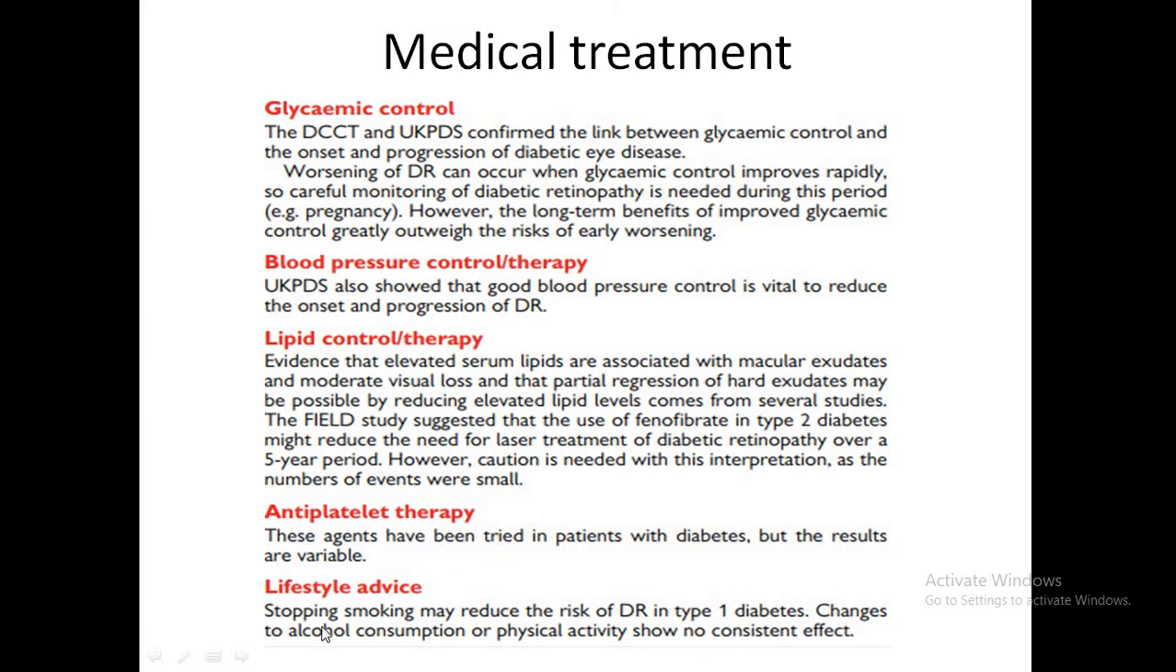Lifestyle advice: stopping smoking will reduce the risk of retinopathy in type 1, not in type 2, type 1 only. And no effects on stopping alcohol or physical activity. So stopping smoking only in type 1.